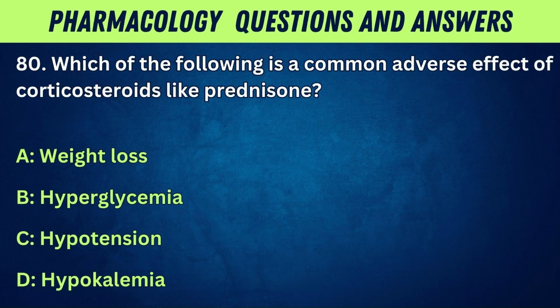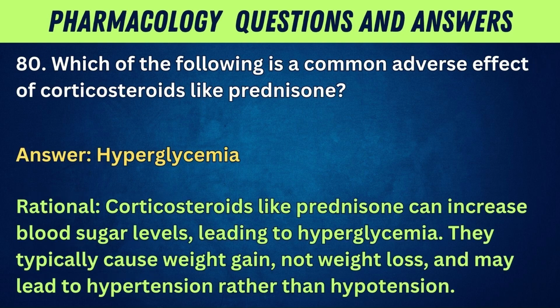80. Which of the following is a common adverse effect of corticosteroids like prednisone? A. Weight loss. B. Hyperglycemia. C. Hypotension. D. Hypokalemia. Answer: hyperglycemia. Rationale: Corticosteroids like prednisone can increase blood sugar levels, leading to hyperglycemia. They typically cause weight gain, not weight loss, and may lead to hypertension rather than hypotension.